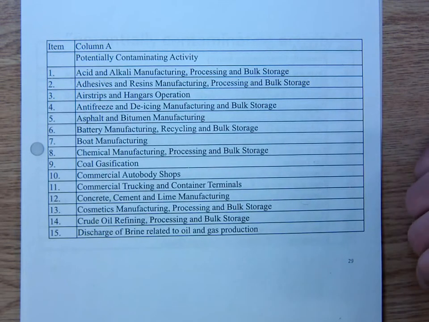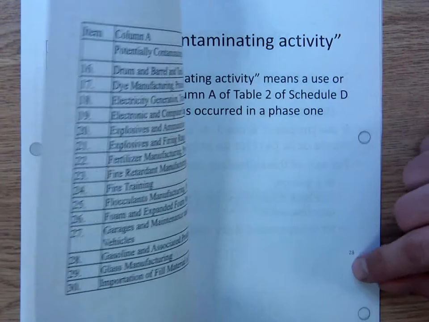If you have any coal gasification, basically taking coal and processing it through gasification. Commercial auto body shops, pretty obvious. Commercial trucking and container terminals. That's another activity that if you see on your land, you will have to do a phase 2 environmental site assessment. Concrete and cement lime manufacturing, cosmetic manufacturing, crude oil refining. This is very obvious. You most likely have some sort of contamination. Discharge of brine related to oil and gas production is another type of activity.